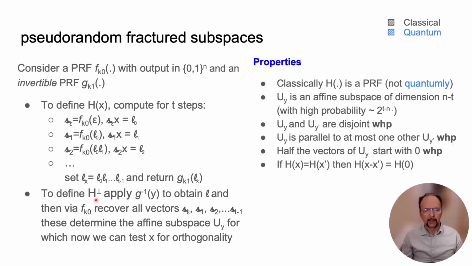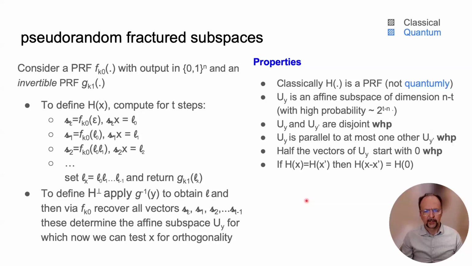Now to implement the orthogonal oracle, we invert the PRF, we get the decryption of the label L, and then using the PRF we recover all the vectors. This determines the subspace, and now we can test for orthogonality. So we can prove various interesting facts about this function. It classically behaves like a PRF, but not quantumly, obviously, and as expected, since we have the ability to implement this orthogonal oracle, it enables this Grover search.